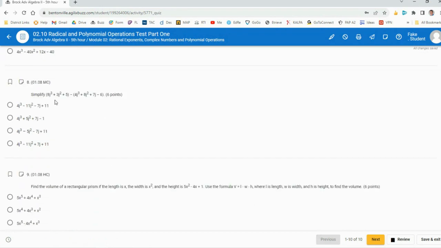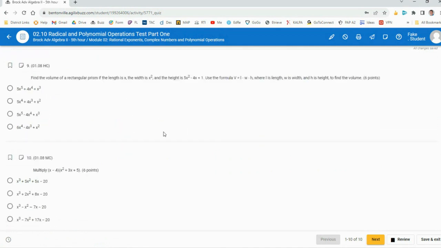Simplify this. We've got this polynomial minus this polynomial. So one of those answers. Find the volume. Volume is length times width times height. Here's the length. Here's the width. Here's the height. So what would it be when you multiply those together? And multiplying two polynomials together. So just 10 questions on the multiple choice portion.